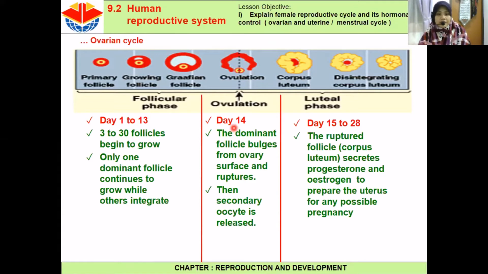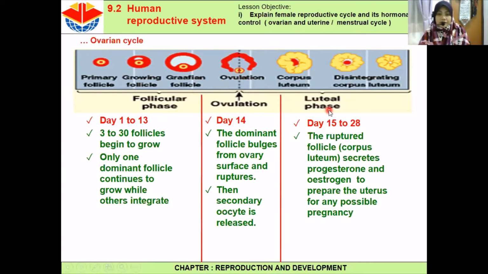So ketika ovulation ini, ada satu dominant follicle yang bulge from ovary surface and ruptured. Then dalam Graafian follicle ni adanya secondary oocyte. Jadi secondary oocyte tu akan release. The secondary oocyte is released from the ovary to the fallopian tube. After that, the luteal phase happens.